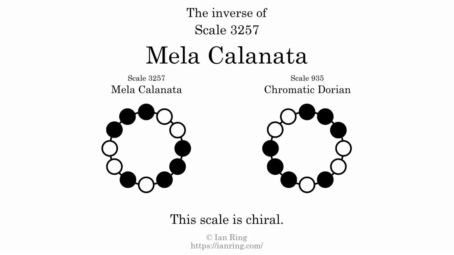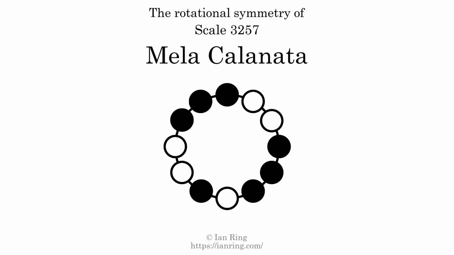The inverse of a scale is a mirror image. It is what you get when the sequence of intervals is reversed. The inverse of this scale is scale 935, also known as chromatic Dorian. This scale is chiral. It cannot transform into its inverse by rotational transformation. This scale has no rotational symmetry.